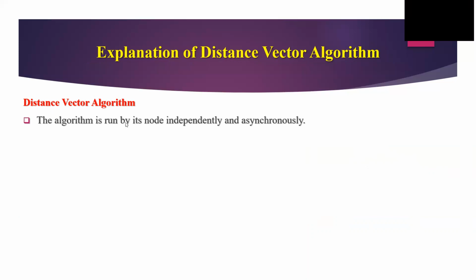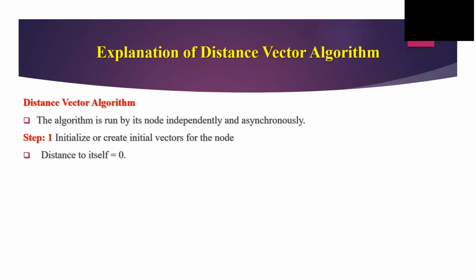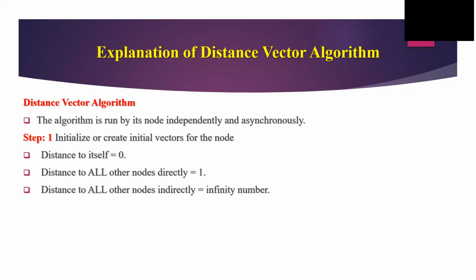This is the algorithm. The algorithm is run by each node independently and asynchronously. Step 1: initialize or create initial vectors for the node. Either you can start from A or B or C, or likewise any node you can start, right? The initial vectors of the node must be initialized. The distance to itself, the same node, is 0, and the distance to all other nodes directly connected is 1. The distance to all other nodes indirectly connected is infinity, as we have seen already.